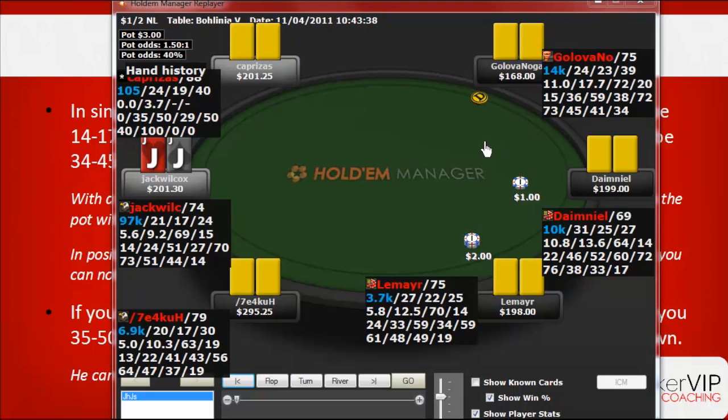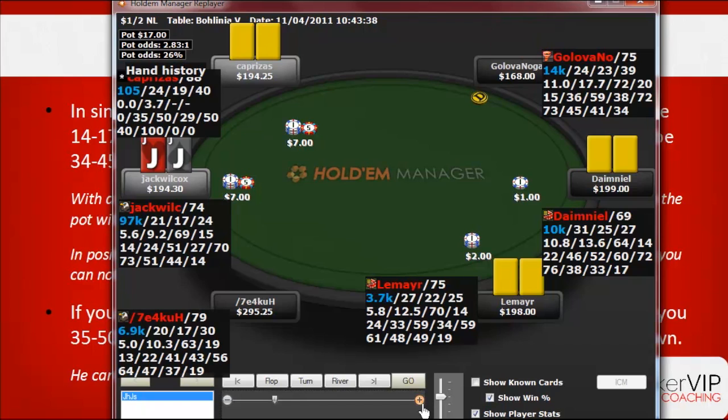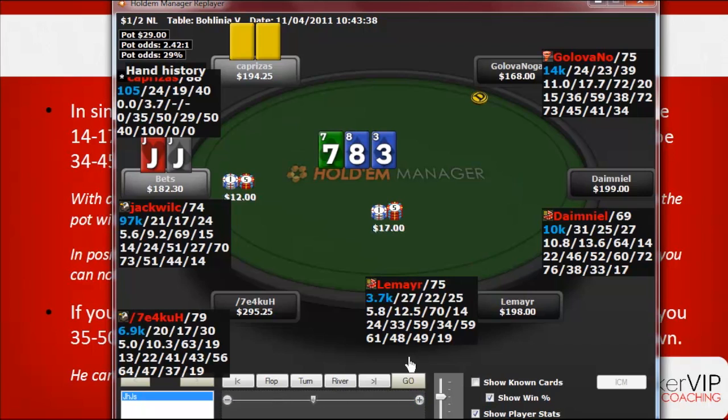So the first hand we're going to look at is this one with pocket jacks, and we open in middle position and get called by the cutoff, who seems to be a fairly taggy regular player playing 24-19, and the rest of the table folds. We see the flop of 8-7-3. We go ahead and bet, obviously for value, and we get called.